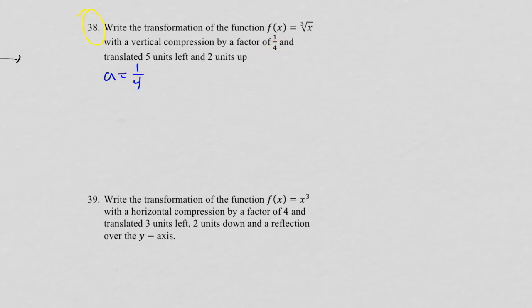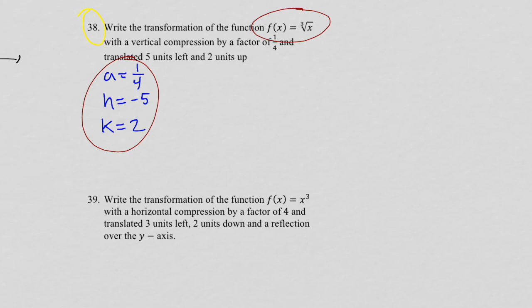Translate it 5 units left. That's H. The one that shifts things to the left is H. H is -5 because it's to the left. If it said right, I would put +5. And 2 units up, that's K. K is 2. Using those 3, write the transformation. So write this using these parameters in there. So it's going to look like this.